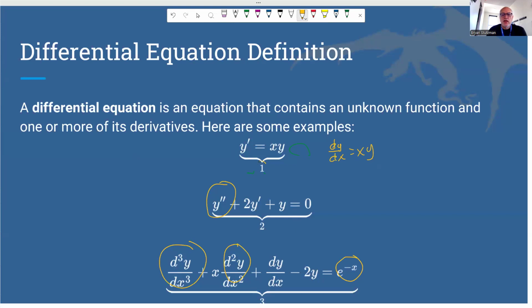Notice that the first one only has the first derivative of y, so it's a first order. The second one has a second derivative. The third one has a third derivative. So the order of a differential equation is just the highest derivative that shows up, the highest order derivative.